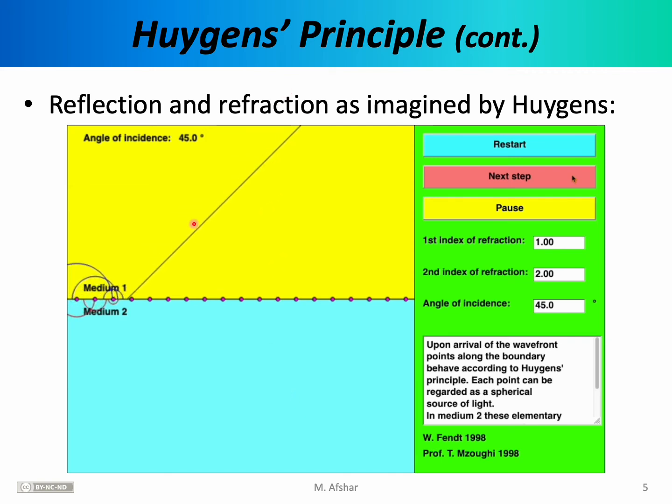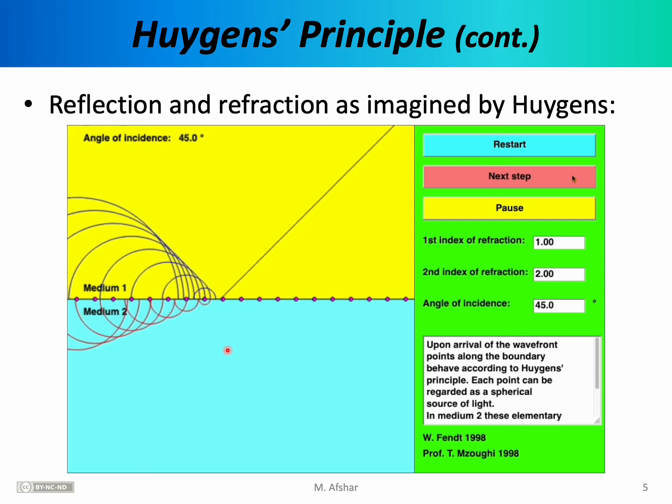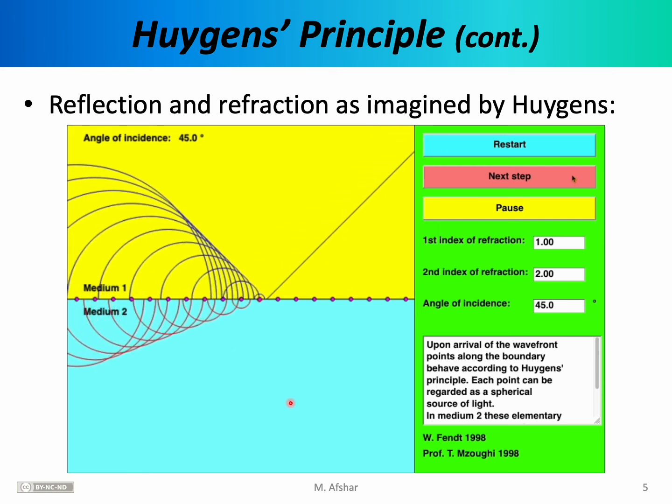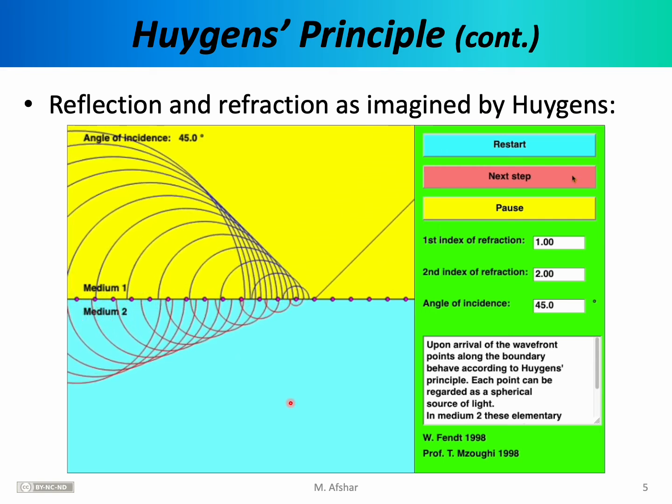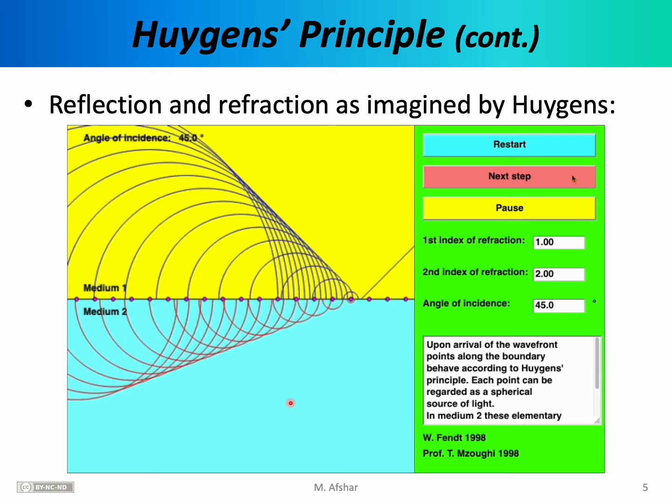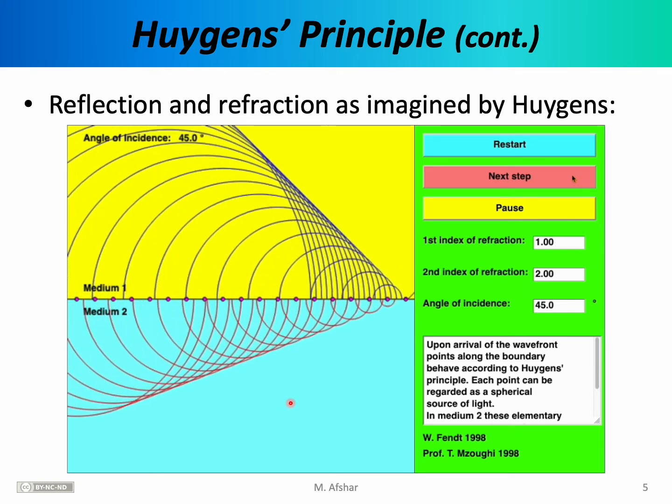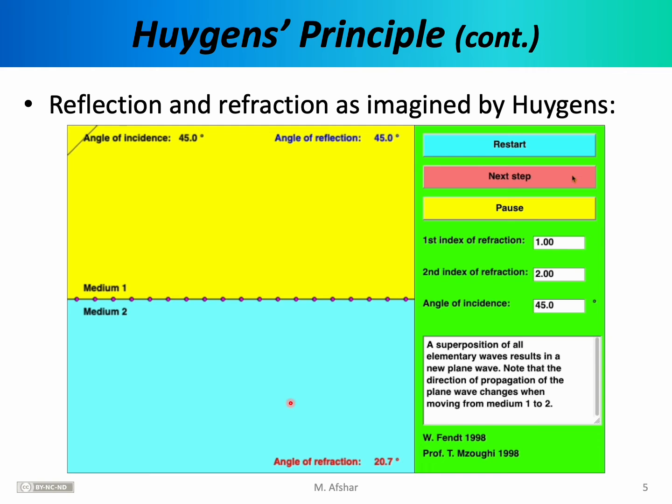As the wavefront arrives at each point charge, it exerts a force and causes that point charge to oscillate. As each point charge oscillates, it generates new waves. These waves are circular or spherical waves that simply emanate from that point charge. As you can see, the waves travel faster in the first medium and slower in the second medium.